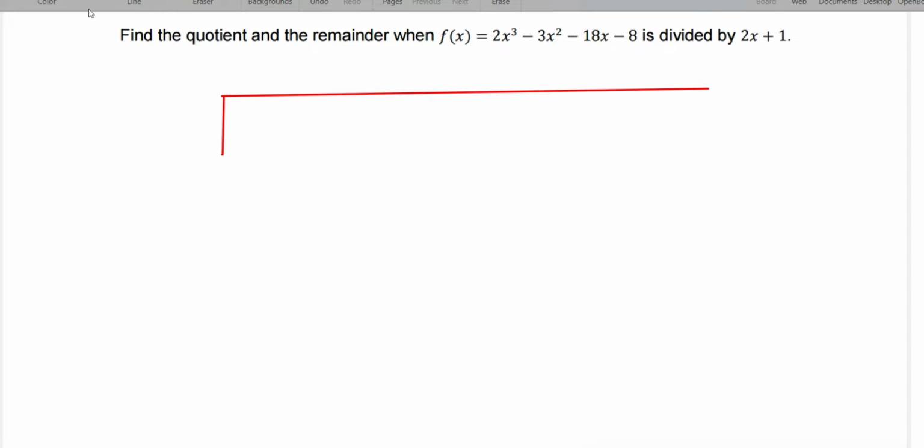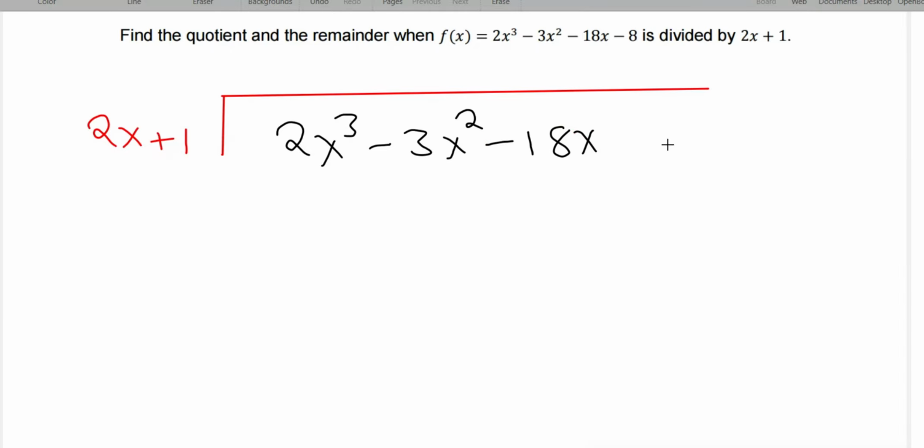Alright, so we're dividing by 2x plus 1. We're dividing into 2x cubed minus 3x squared minus 18x. For this question, I'm using long division. As we get down, we'll end up using the others as well. The core principle here is to ensure that every time you write down whatever you're dividing into, you write it in the order of decreasing power.